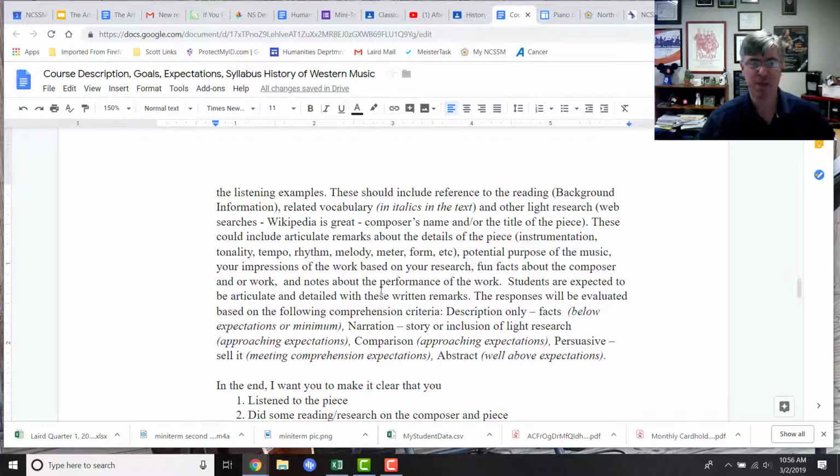Your responses will be evaluated based on the following comprehension criteria. Now, this ought to look a little familiar to you because it's directly from the writing program and the American Studies program. If you give me just the description only, I would say that's probably below expectations. And, how long the work is or what instruments are being used, and it's just data. I like getting that, but that's not quite enough.